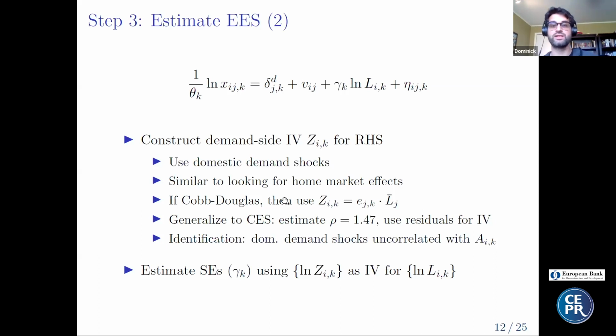So we need a demand-side IV, which we'll call Z_k, that shifts the size of the sector. And the basic idea here is going to be to use domestic demand shocks as that instrument. It has some similarities to some work that's looked at home market effects, right? How domestic demand affects exports.